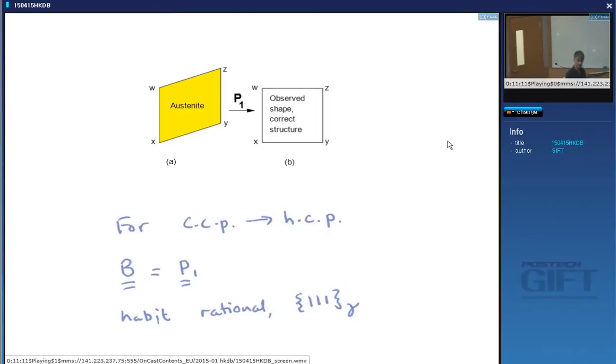And the story stops here, that when we shear here, we not only have the correct shape, but also the correct crystal structure. So the habit plane of epsilon martensite is precisely 1-1-1. It's not irrational, because we don't have to do anything further. You simply shear the layers and you get the right structure and the right shape. Yeah? And the orientation relationship is very simple as well. What is the orientation relationship?